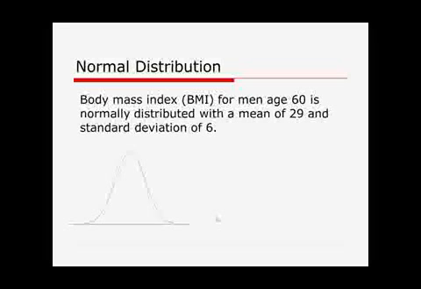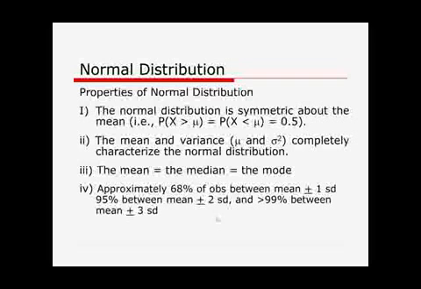Now, one thing I skipped over, can I just go back here? So for the normal distribution, that first property, I said that the normal distribution is symmetric about the mean. What that means is the right side of the curve looks just like the left side of the curve. So they are mirror images of one another. So the probability that someone exceeds the mean value is the same as the probability that they fall below it, and it's equal to 0.5.